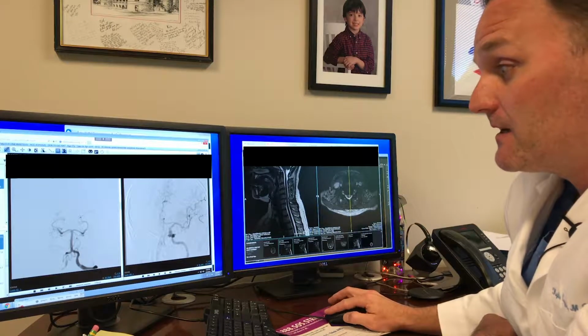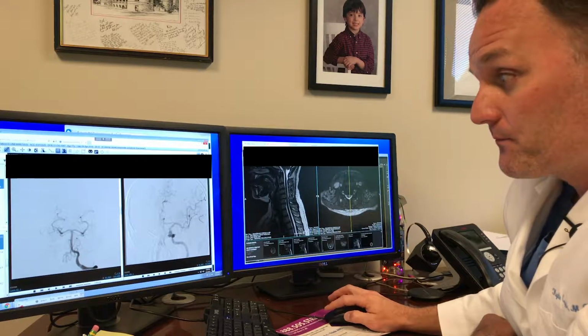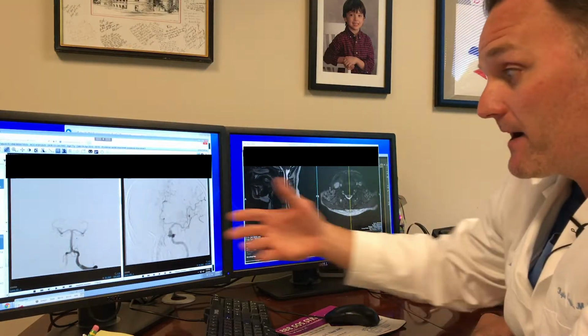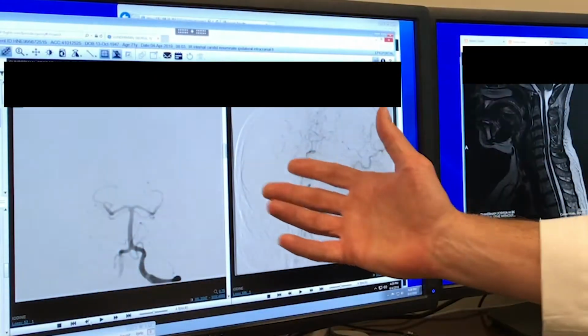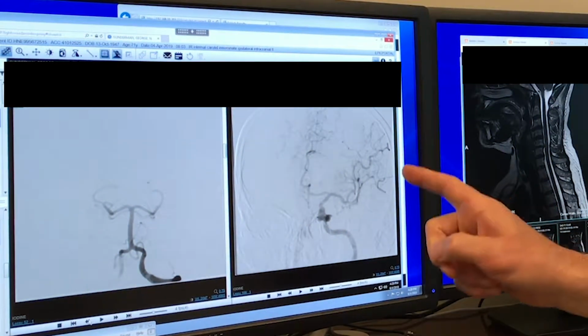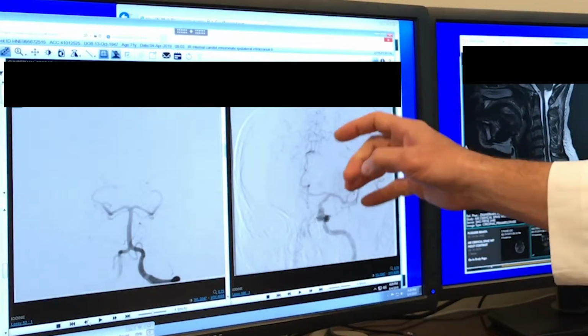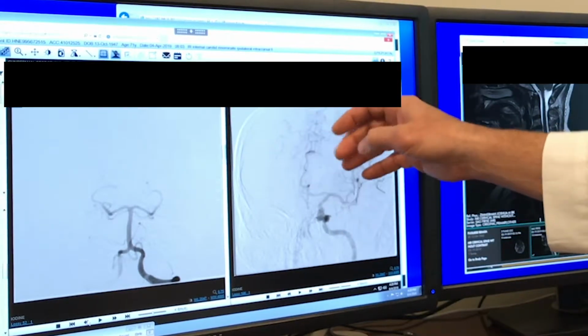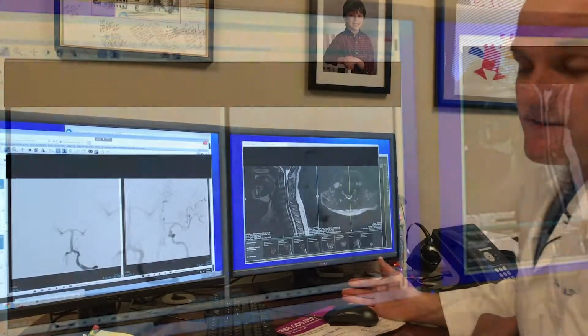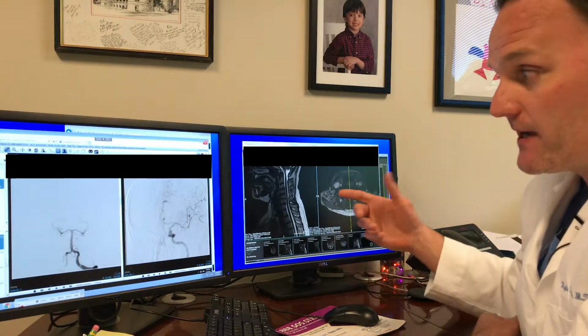And to get the dye, again, there's 4 blood vessels that supply the brain. There's 2 in the back and 2 in the front. The 2 in the back are called the vertebral arteries, and the 2 in the front are called the carotid arteries. And we select each one individually, one at a time. We inject the dye, it flows with the blood into the brain. We take the video and we see what the blood vessels look like, and then we move on to the next one.